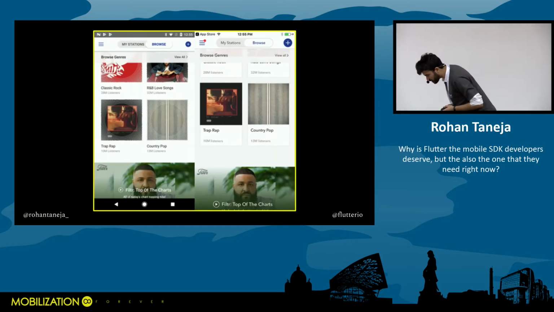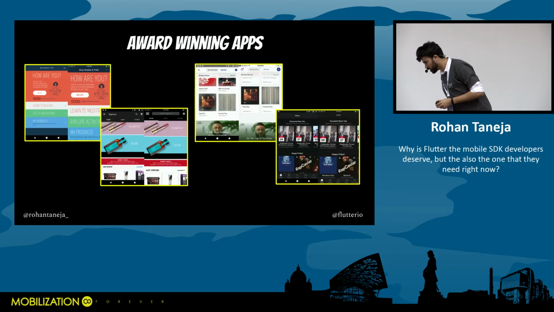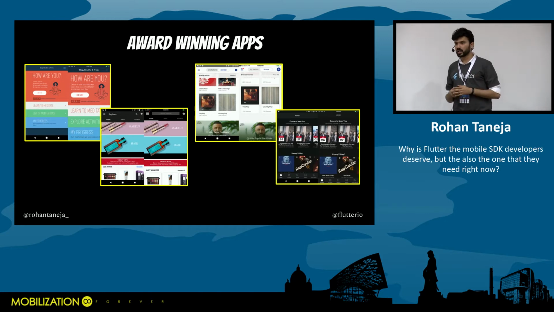This is some music app, and a property real estate app or something of that sort. OK. So these are not Flutter apps. They were built using native Android and native iOS. And these are award-winning apps. Can anyone identify what's similar between them?